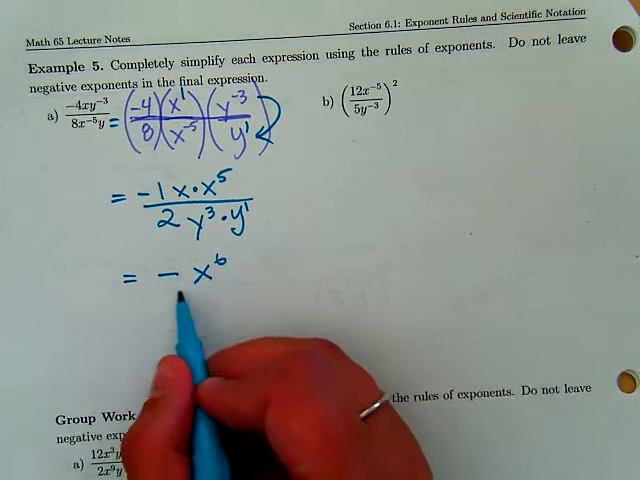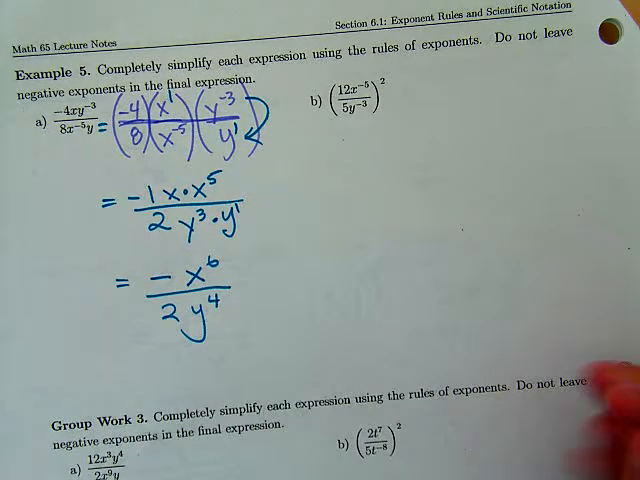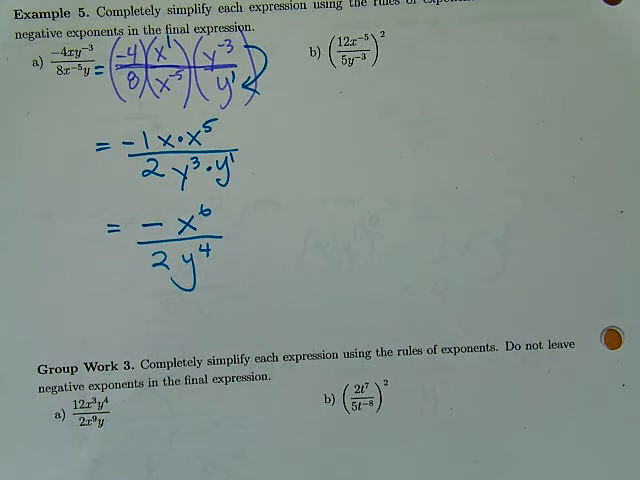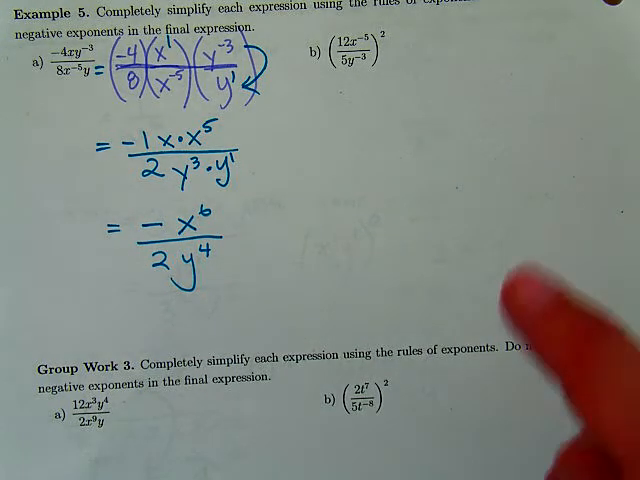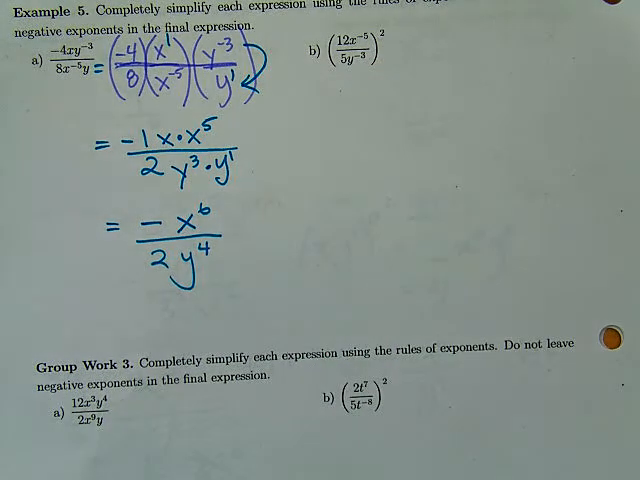Good. Excellent. Okay. 2y to the 4th, right? Do you agree with me on that? Yes? No? Yeah? Yes. Okay.